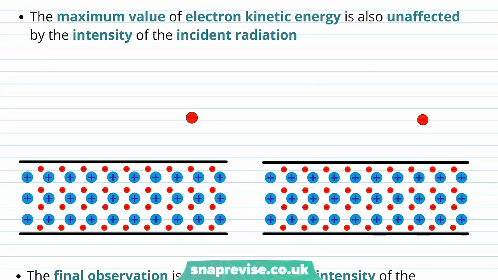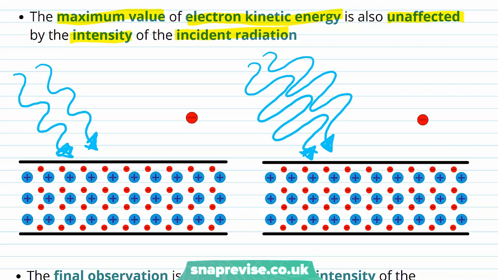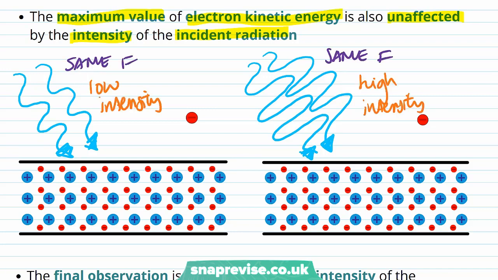And leading on from this idea of the maximum kinetic energy, the maximum value of electron kinetic energy is also unaffected by the intensity of the incident radiation. So say now the frequency is kept the same, but we have incident radiation of different intensity. So here we have a low intensity, and here we have a higher intensity, but they both have the same frequency. It was observed that even though these two radiations have the same frequency but different intensities, the kinetic energy of the electrons emitted was the same. So they have the same kinetic energy.